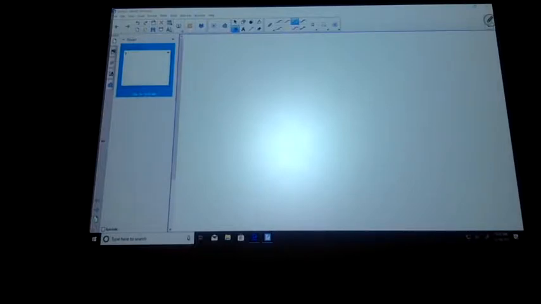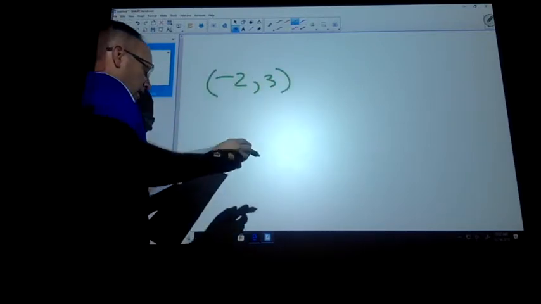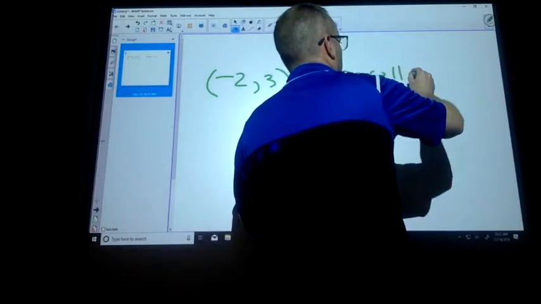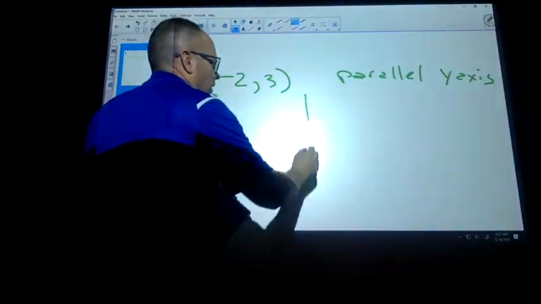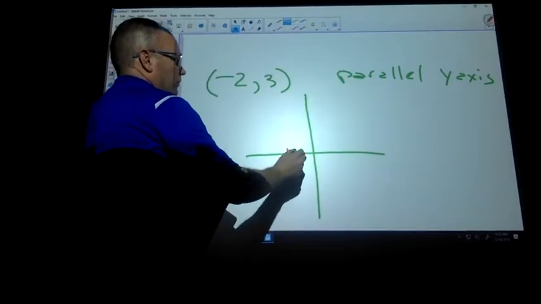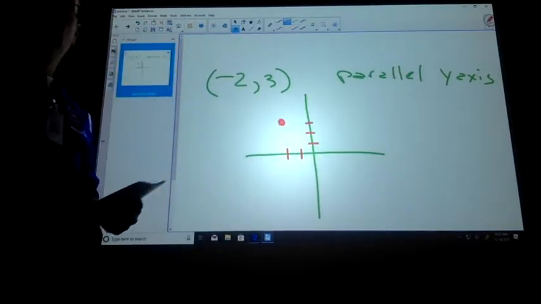Alright, problem number 1 says give the equation of the line parallel to the y-axis that goes through -2, 3. Okay, so it has to be parallel to what? So think about this. Vertical. It's gotta be vertical, so it's gonna be x minus -2. So you're right.